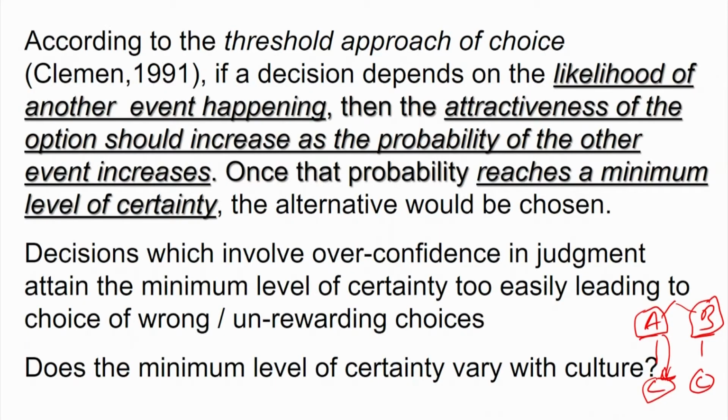Now, decisions which involve overconfidence in judgment attain a minimum level of certainty too easily, leading to choice of wrong or unrewarding choices. Now, what does it really mean? Once we become overconfident with a particular judgment, once we display some kind of overconfidence, the minimum level of certainty is reached at a very early stage, and so at this point of time the wrong or unrewarding choices can come over.